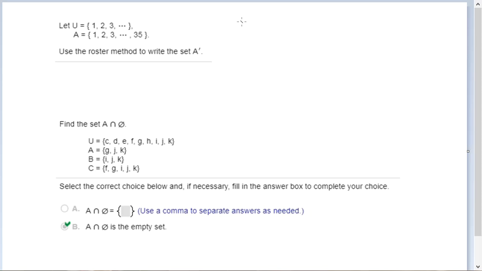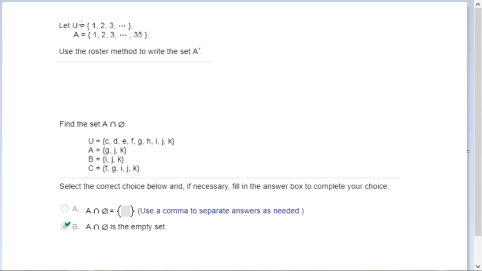Okay, let's take a look here at homework 2. It says use the roster method to write the set A complement. Now, what you need to know here is that this little symbol, this apostrophe, means to find everything else that's in the universal set but that is not in A. In other words, everything that would have to be added to A to become this entire set.